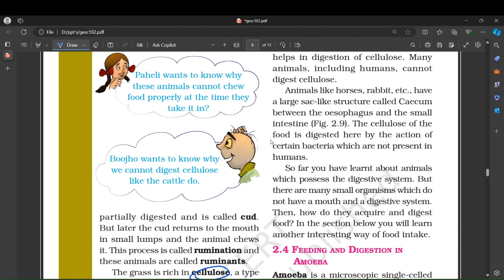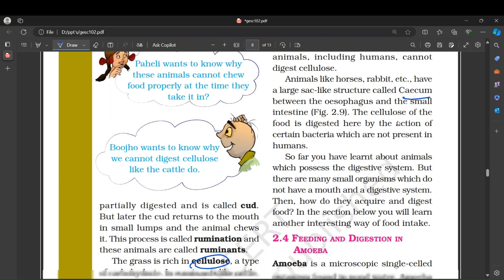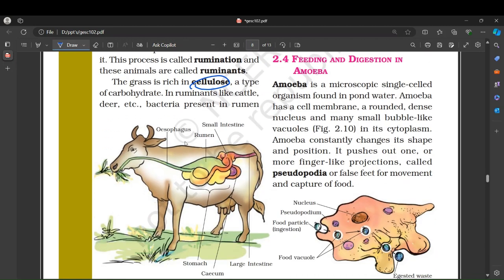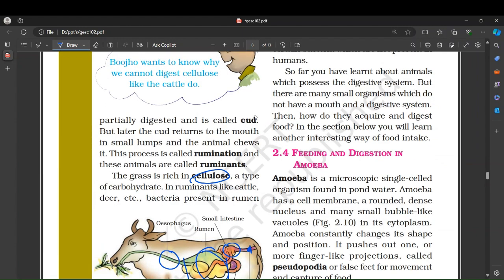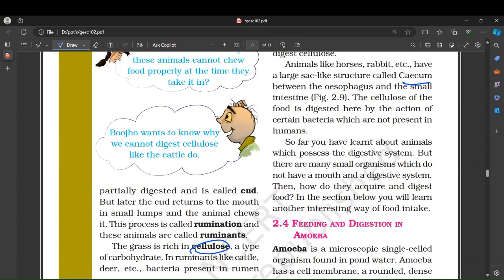So animals like horses, rabbits, etc., have a large sac-like structure called cecum, between the esophagus and the small intestine. Let's understand here. See, esophagus, small intestine, and this is a rumen. Also, this total part is their stomach, and here they have this part called cecum, and this is their largest intestine. The cellulose of the food is digested here by the action of certain bacteria which are not present in humans.